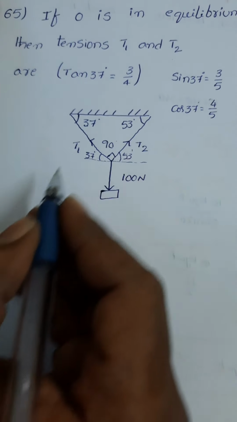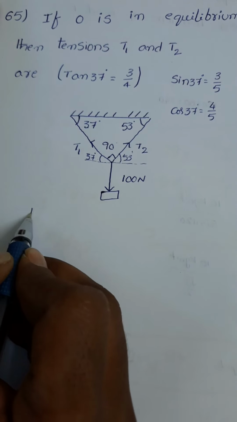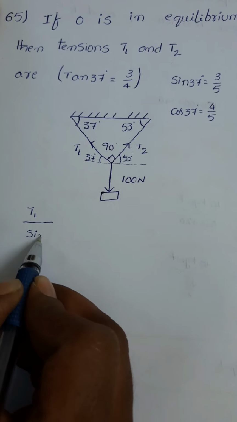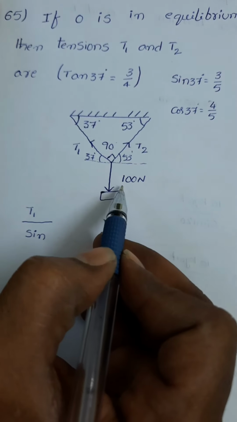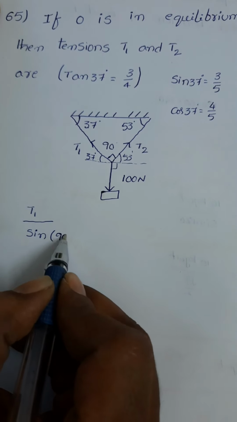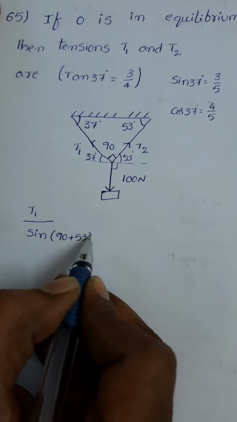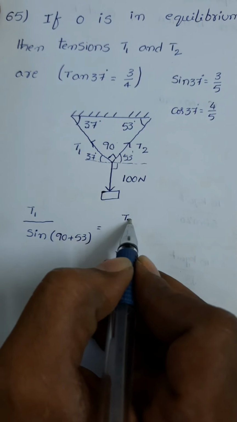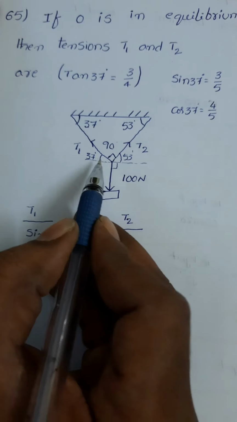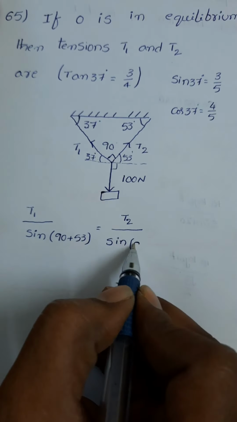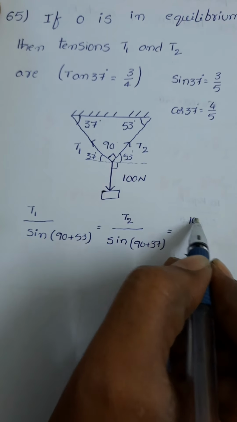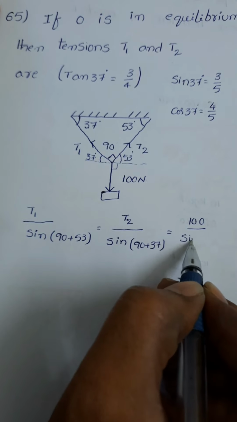According to Lami's theorem, we can write tension T1 divided by sine of the angle between the remaining two forces, that is T2 and 100 Newton. Here this is 90 plus 53. We can write sine of 90 plus 53, that is equal to T2 divided by sine of the angle between the remaining two, 37 plus 90. So 90 plus 37 we can write, that is equal to 100 Newton divided by sine 90 degrees.